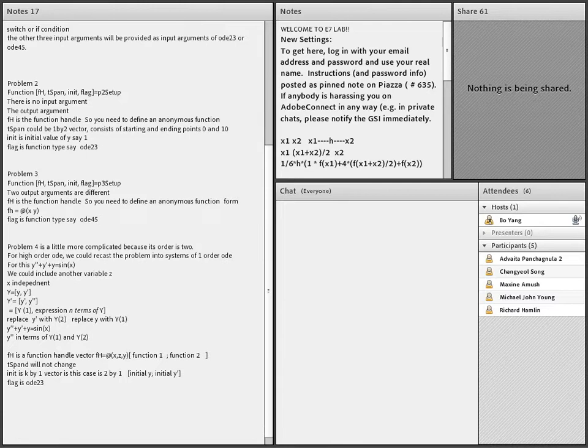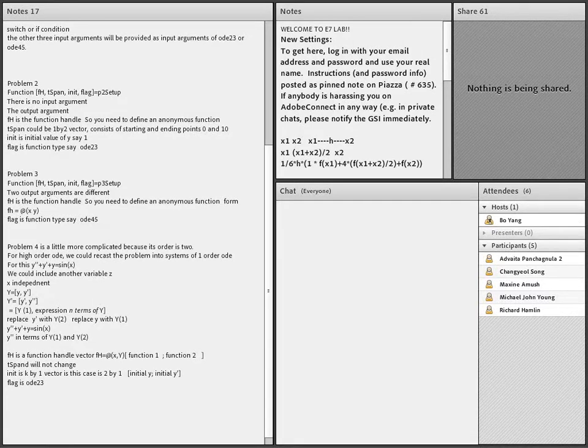Then you assign these two functions to a function handle as an output. The form of the function handle is something like this. Function 1 and function 2, it is a function array. In this problem, the t-span will now change, and for the initial condition, you have to provide two initial values. One is for y, and the other is for y prime.